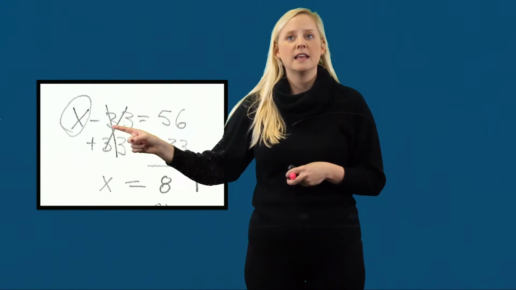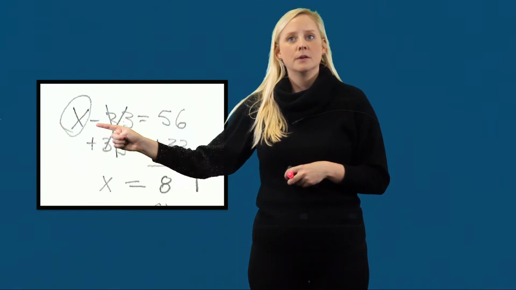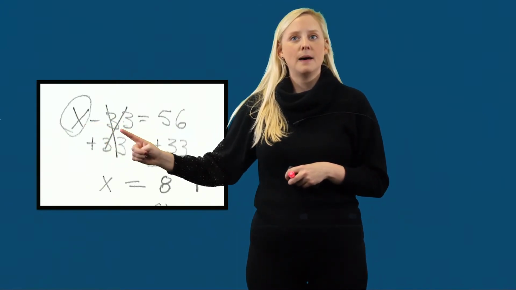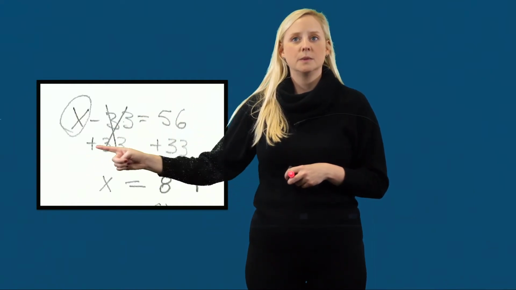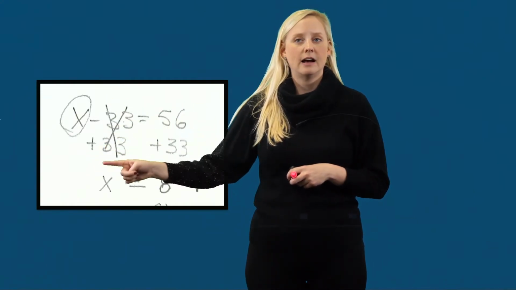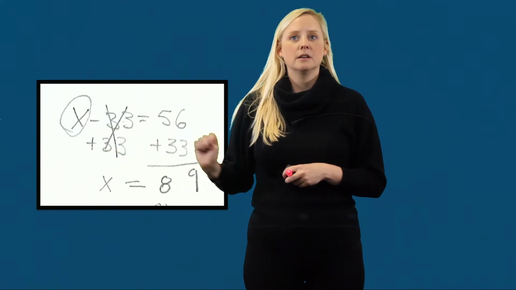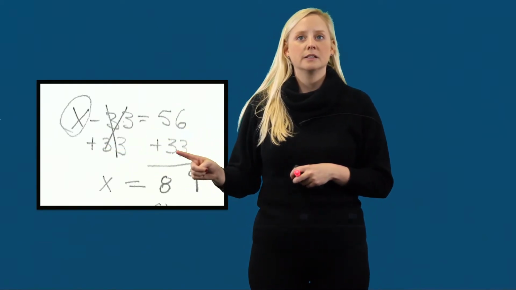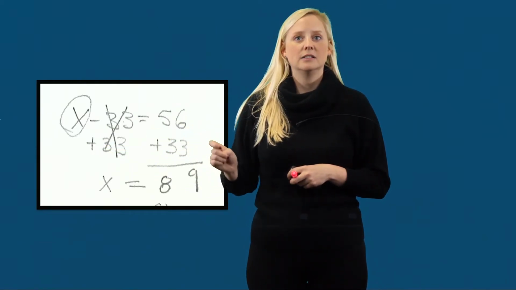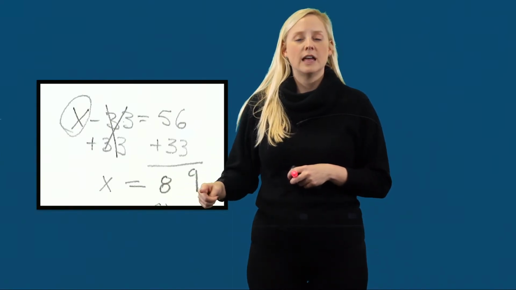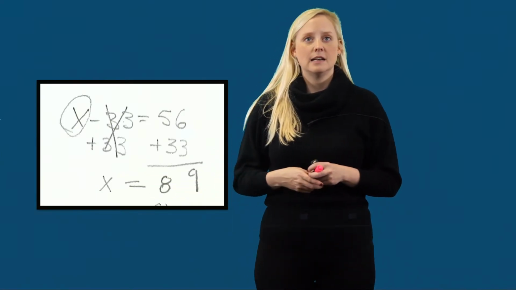The student noticed that the x was not alone. To get the x isolated, if it says minus 33, we have to do the opposite, so we did plus 33. The student crossed that out. If the student did plus 33 to this side, the student needed to do plus 33 to this side. The student added these two numbers for a correct answer of 89. X is the same as 89.